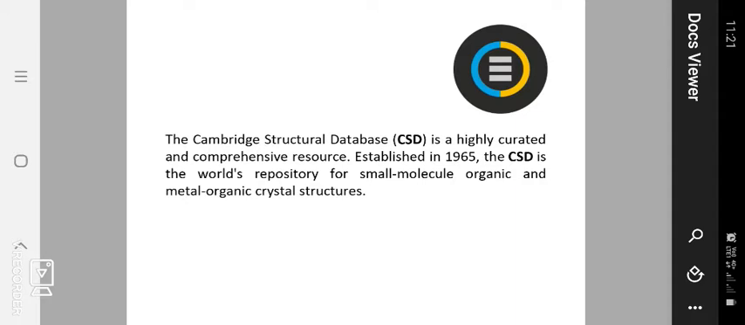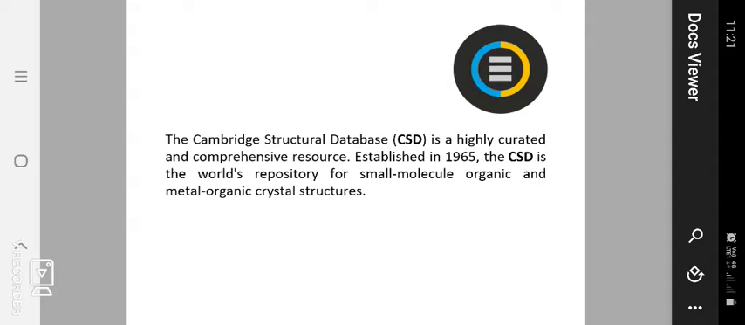Today, before we discussed about the bioinformatics topic on Swiss-Prot, the Switzerland protein database. So now our topic this hour is CSD, that means Cambridge Structural Database.